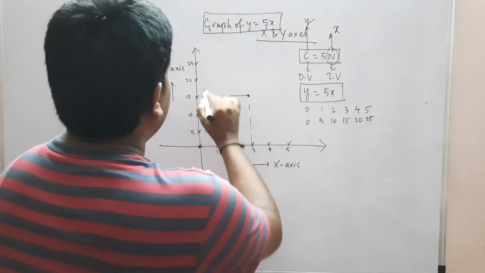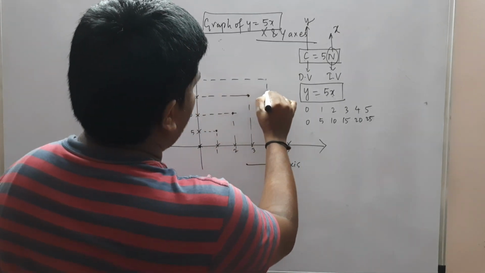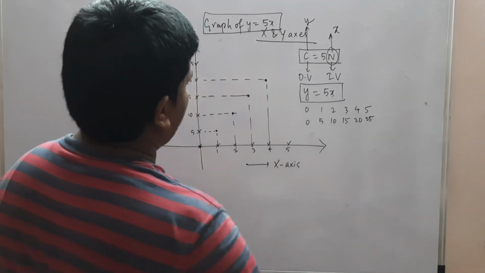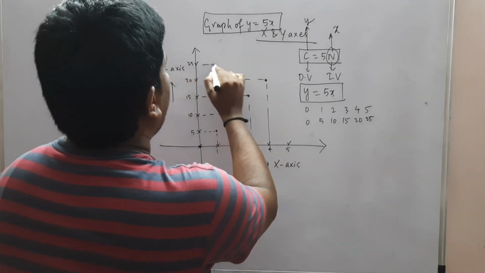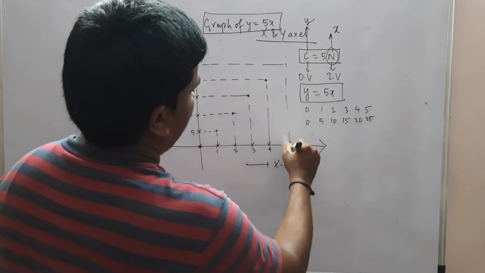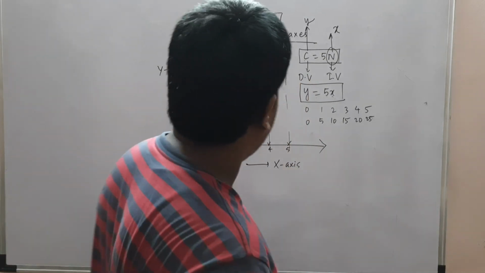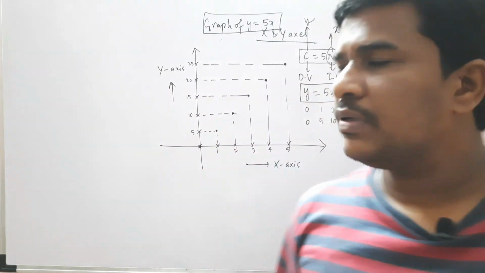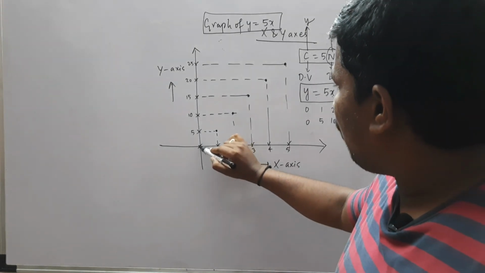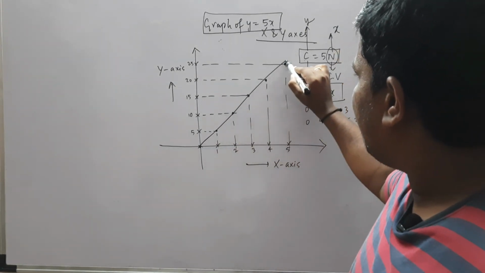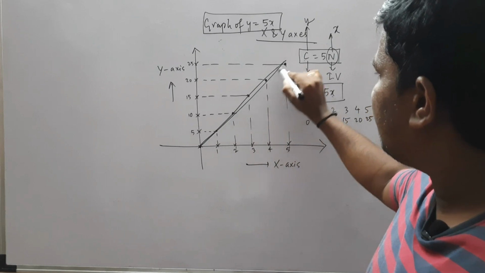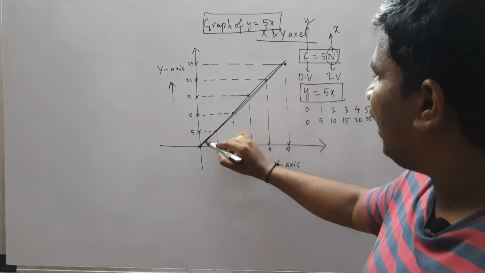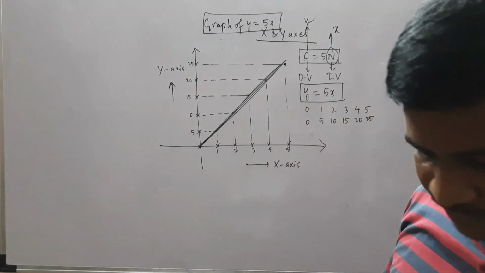When x is 4, y is 20. That will be here. When x is 5, y is 25. That will be here. Okay. So if you join all these points, you'll get a straight line. If you take graph paper, exactly, you'll be getting a straight line.